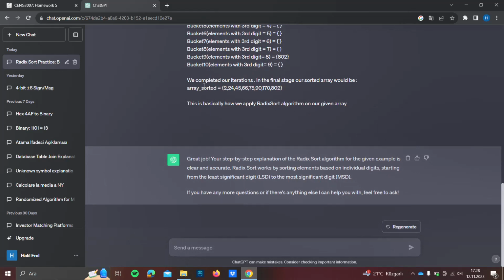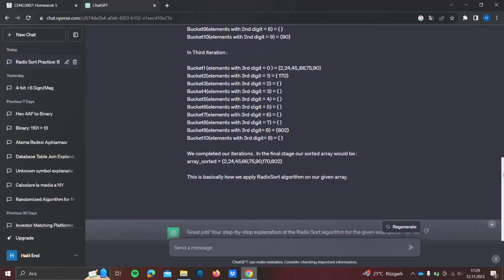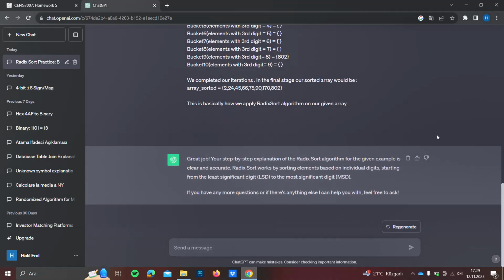We checked every digit of the numbers, compared them, and put them in the correct bucket. And here we have a sorted array, as you can see: 2, 24, 45, 66, 75, 90, 170, and 802. So this is basically how we apply the radix sort algorithm on our given array. Okay, so our first question has ended. Now let's move on to our second question.